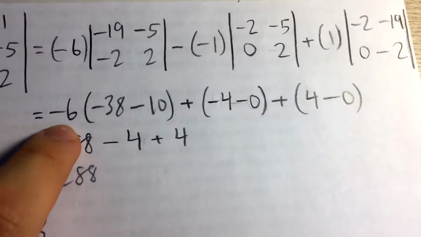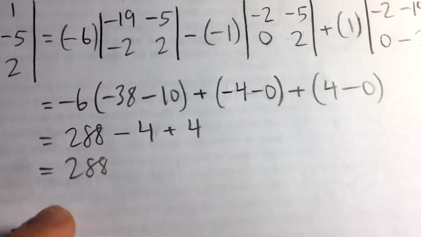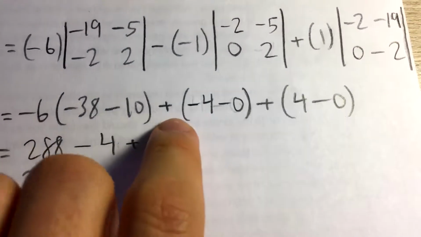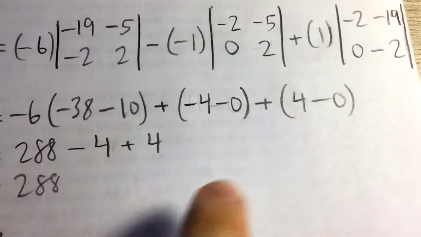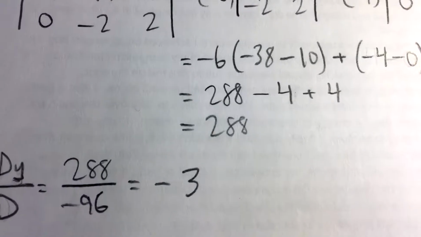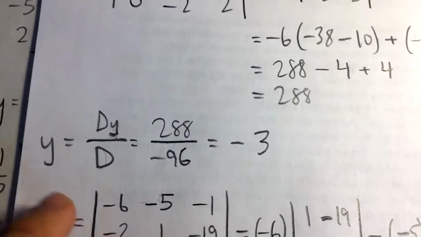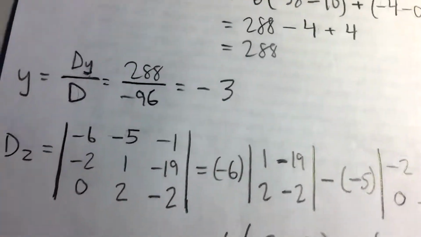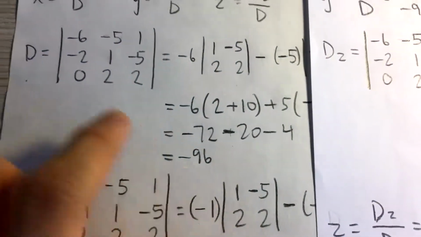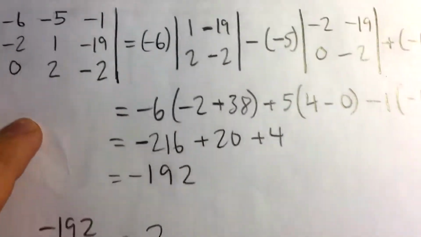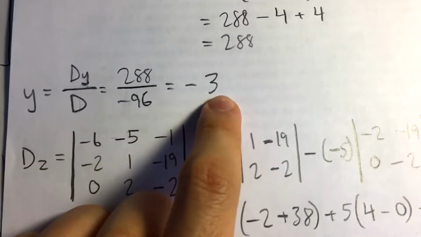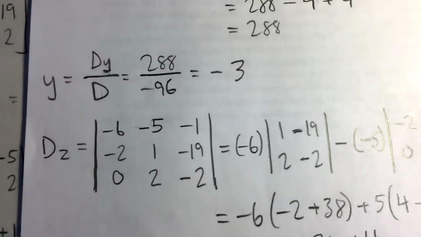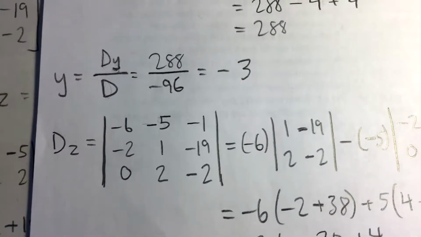And so here we have negative 6 times negative 48, which gives you 288. And I have minus 4 and plus 4, which are going to cancel out, and all we're left with is 288. And so y is equal to dy over d, which is 288 divided by the negative 96 we figured out earlier, which gives us negative 3. And so we solved for y right there.